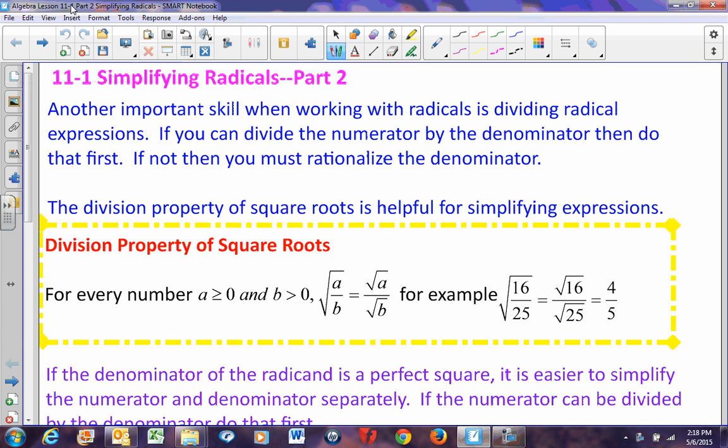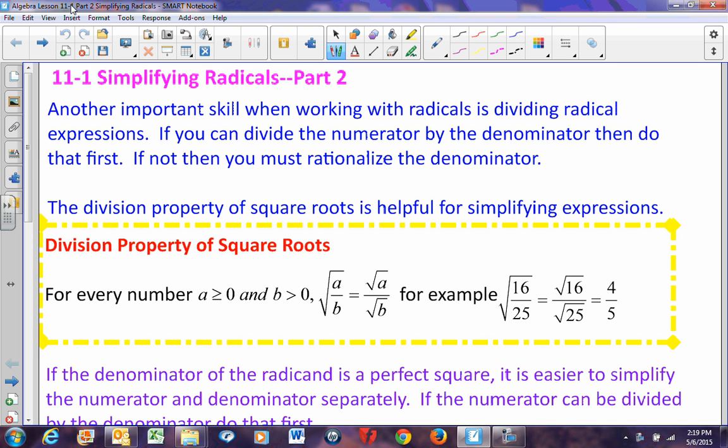Last lesson, we learned how to multiply and simplify radicals. Today, we're going to look at dividing radicals because it's another important skill when you're working with radical expressions. If you can divide the numerator by the denominator, then you want to do that first. If not, you must do something called rationalize the denominator.